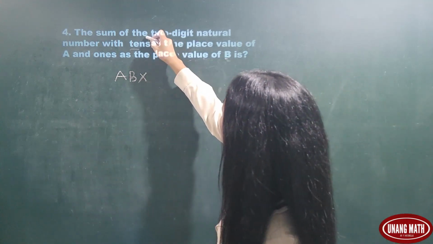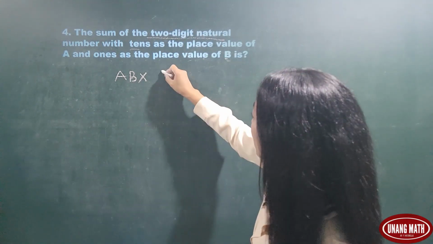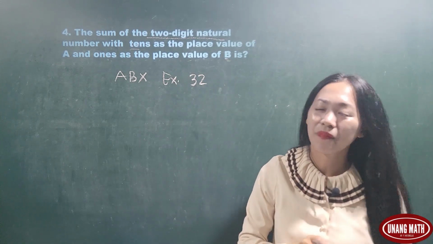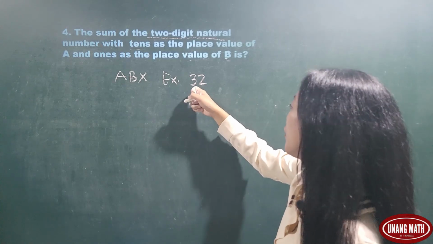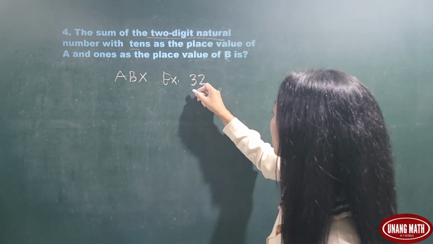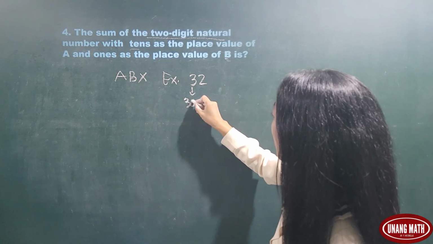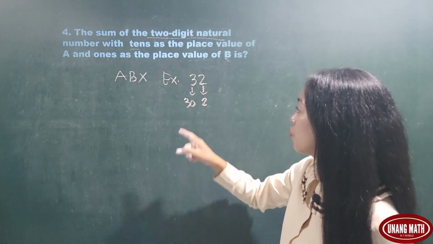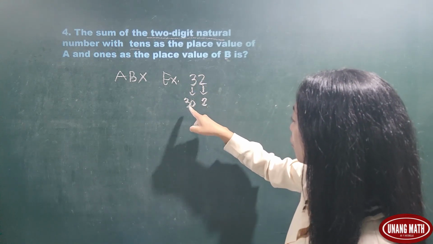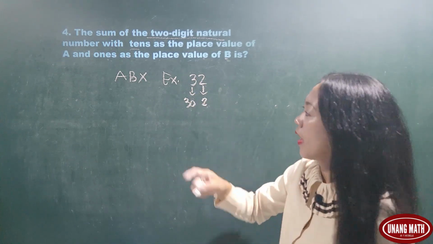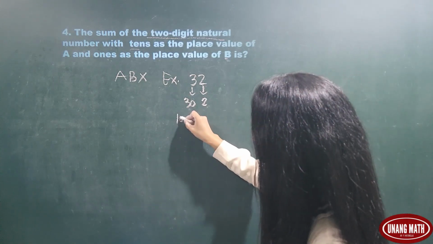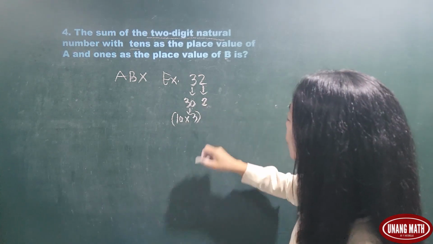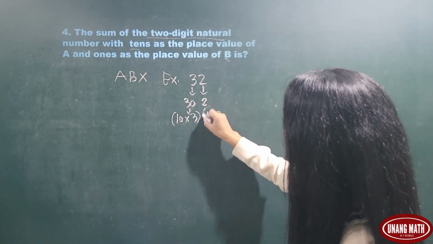According to this problem, we have a two-digit natural number. An example of a two-digit natural number is 32. The 3 here in the tens place is equal to 30, and the 2 in the ones place has the value 2. To get 30, this is 10 times 3. To get 2, this is 1 times 2.